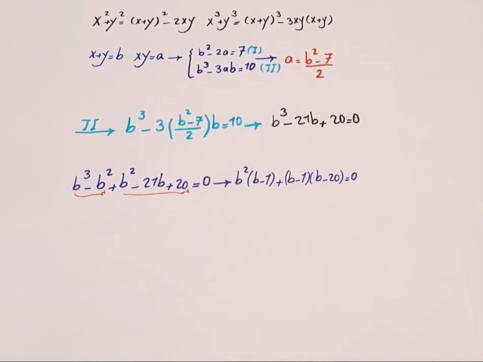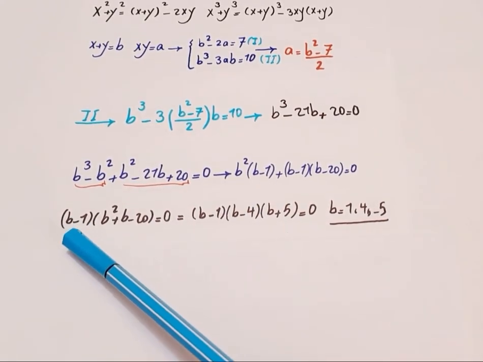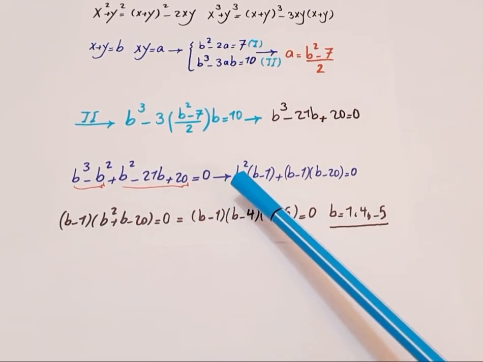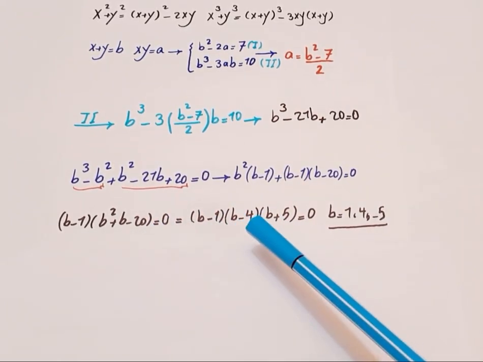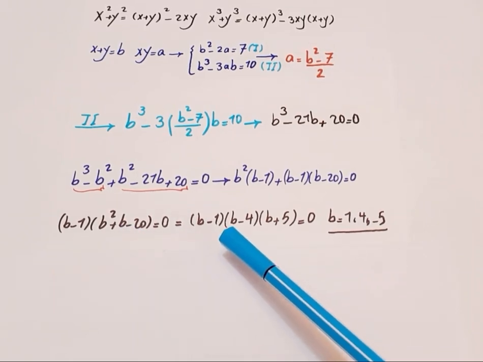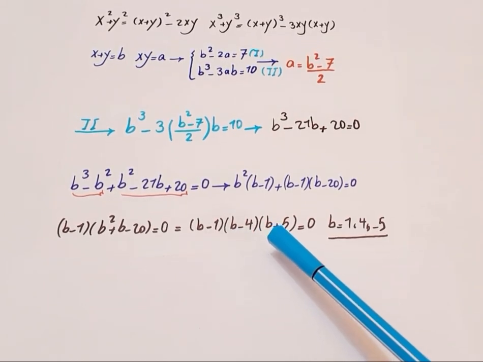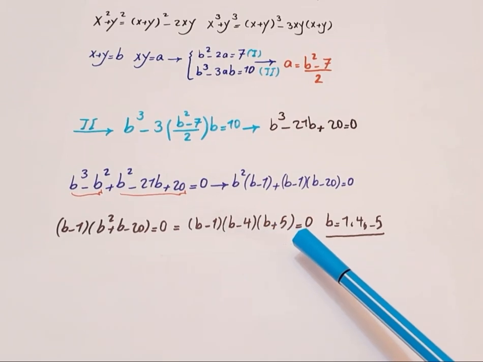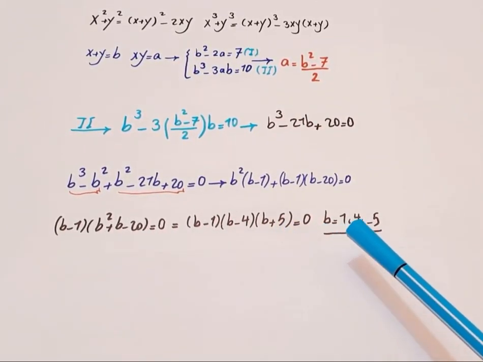And now again I want to factor b minus 1, so I can write our equation as (b minus 1) times (b squared plus b minus 20), that's equal 0. And I can write b squared plus b minus 20 as (b minus 4) times (b plus 5). Why? Because (b minus 4) times (b plus 5) is equal b squared plus b minus 20, and that's equal 0. And it means we have three solutions. They are 1, 4, and minus 5.